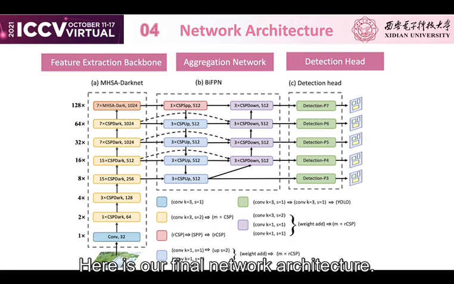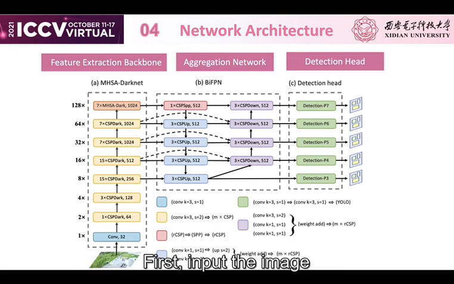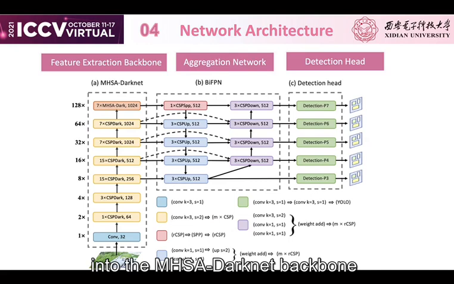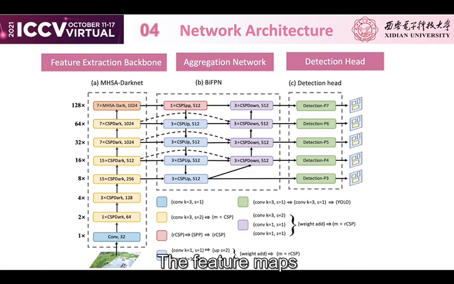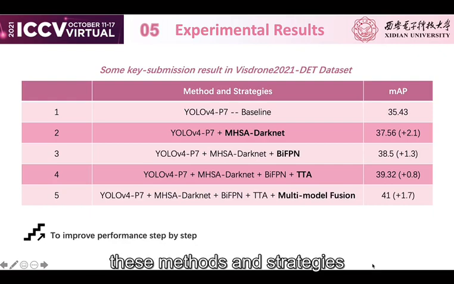Here is our final network architecture. First, input the image into the MHSA Darknet backbone to extract features for the detector. The feature maps are further refined with the aggregation network BiFPN, which aggregates features from different backbone levels for different detector levels. Finally, the YOLO detection head is employed to predict bounding boxes at 5 different scales. Experiments have also proven that these methods and strategies can indeed improve the accuracy, as many previous works show.